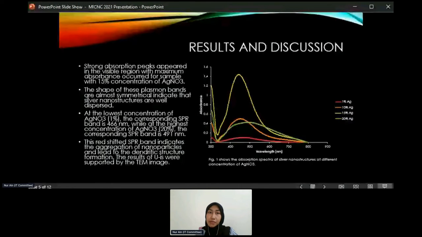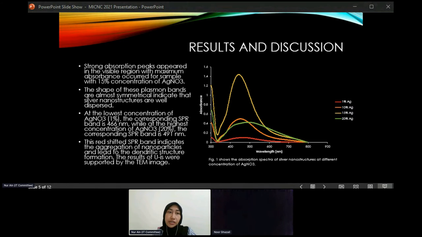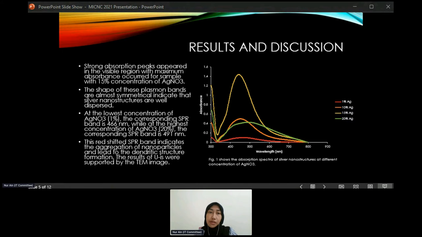For the result and discussion part, as we can see in Figure 1, it is an absorption spectra of silver nanodendrites at different concentrations. As we can see, there are strong absorption peaks appearing in the visible region with maximum absorption occurring at the 15% silver nitrate sample. The shape of this plasmon band is almost symmetrical, indicating that the silver nanostructures are well dispersed. At the lowest concentration, silver nitrate 1%, the corresponding surface plasmon resonance band is 466 nanometers, while at the highest concentration, the corresponding SPR band is 491 nanometers.